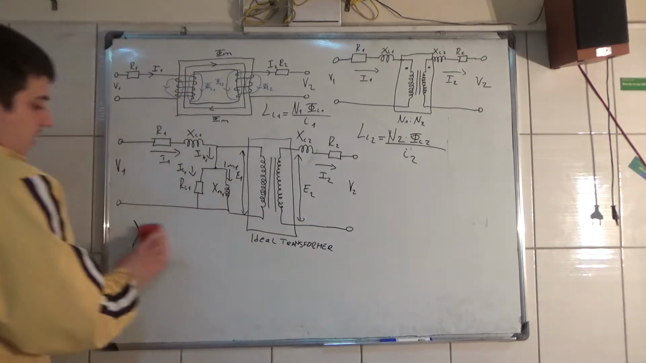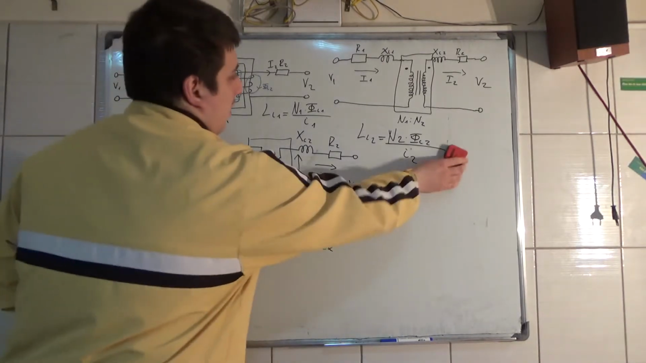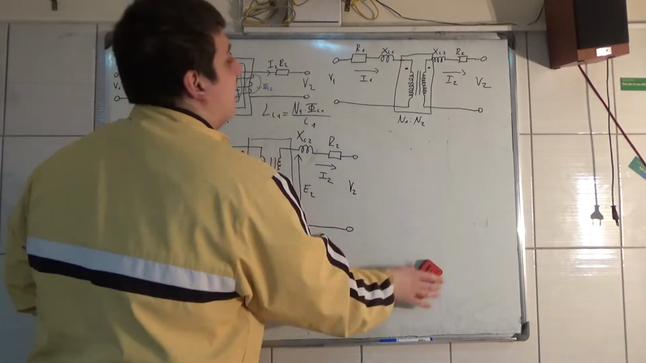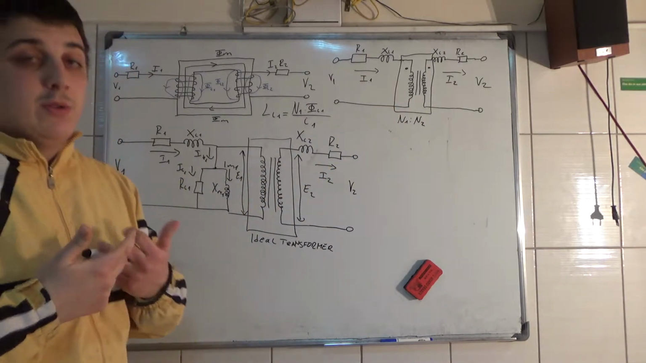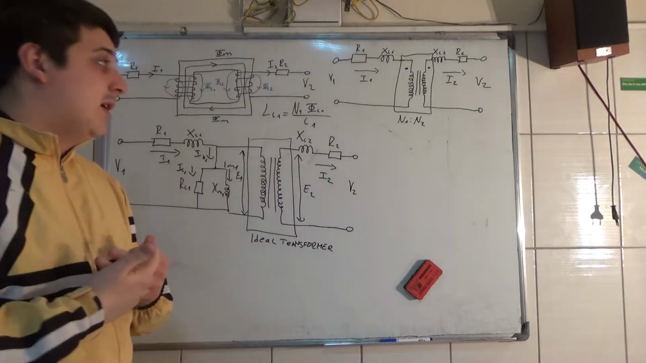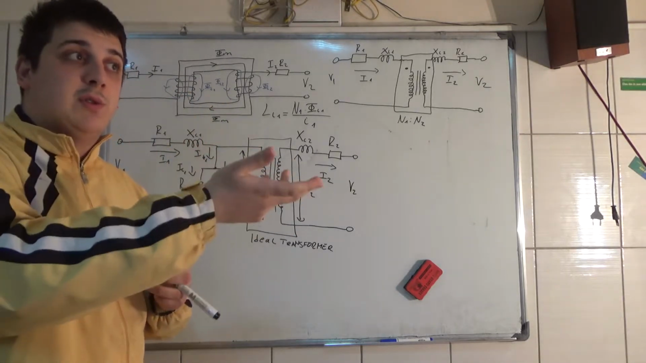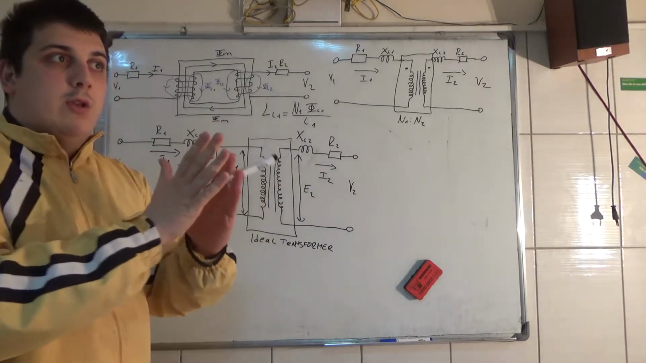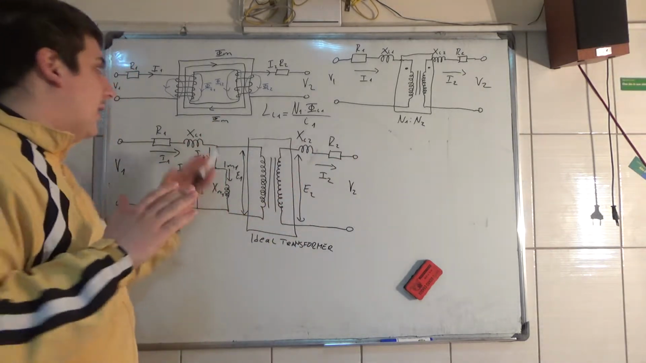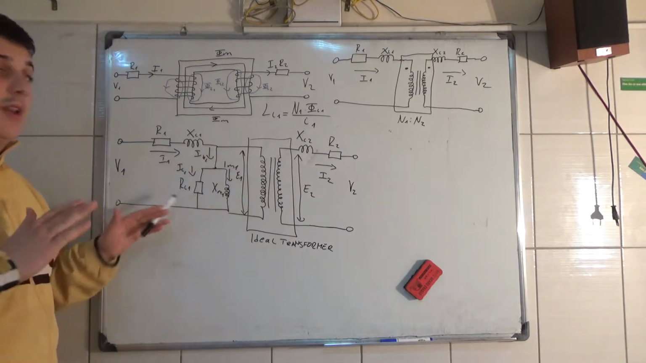But this is not an ideal transformer. We want to make it an ideal transformer, so all of those losses, all of those parameters, we put aside, like here. But I'm going to explain it now.